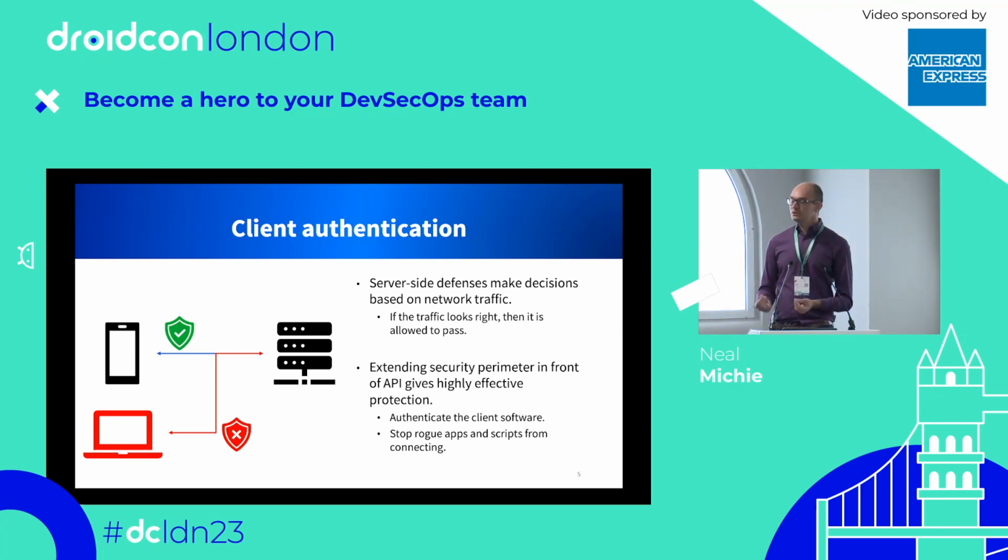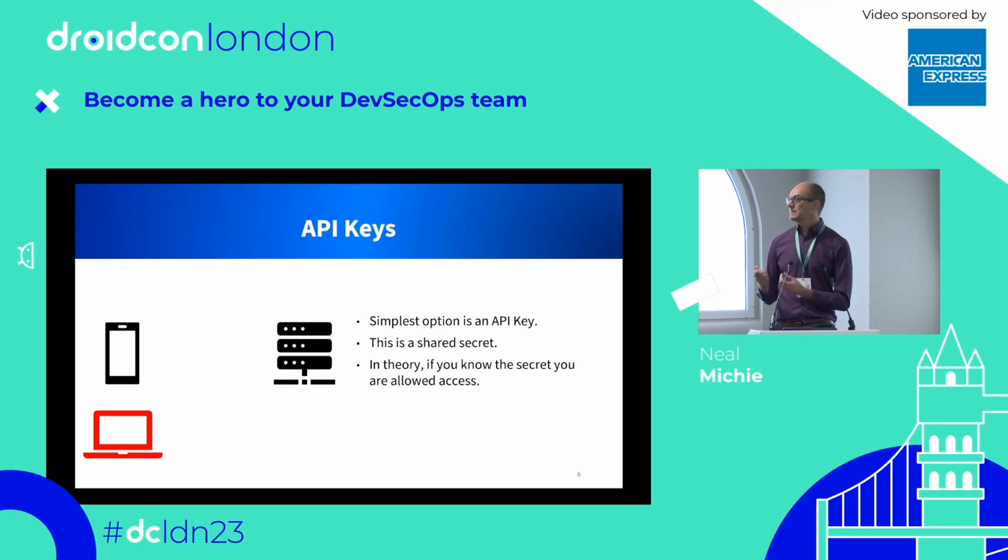So how do we do client-side authentication? How do we validate who's connecting and who's not connecting? The oldest trick in the book, the oldest approach, is API keys.